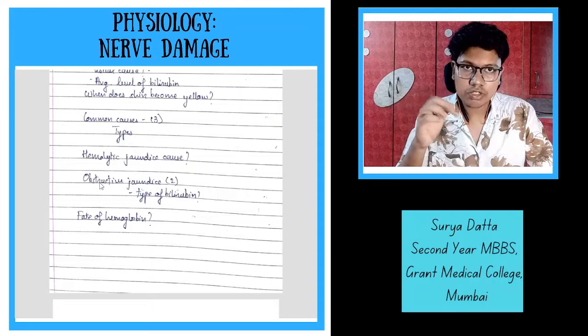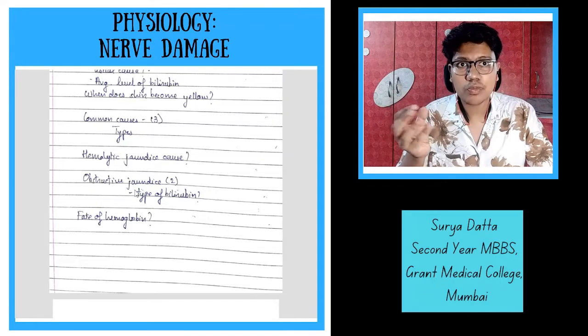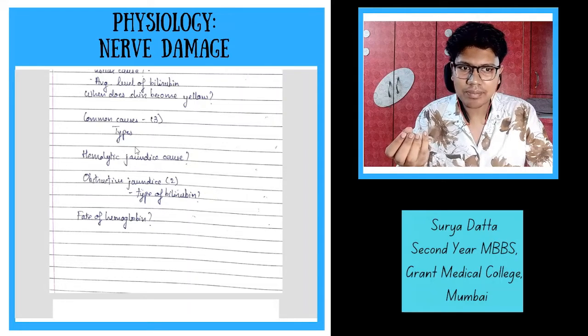In the obstructive phase, I think the enzyme is called glucuronyl transferase enzyme. So that is absent. In the obstructive jaundice, since the hemoglobin is passing through the liver, the bilirubin turns into bilirubin diglucuronide, which is the conjugated bilirubin, that is the soluble bilirubin. So this is a question that can be asked regarding the type of bilirubin that is present.